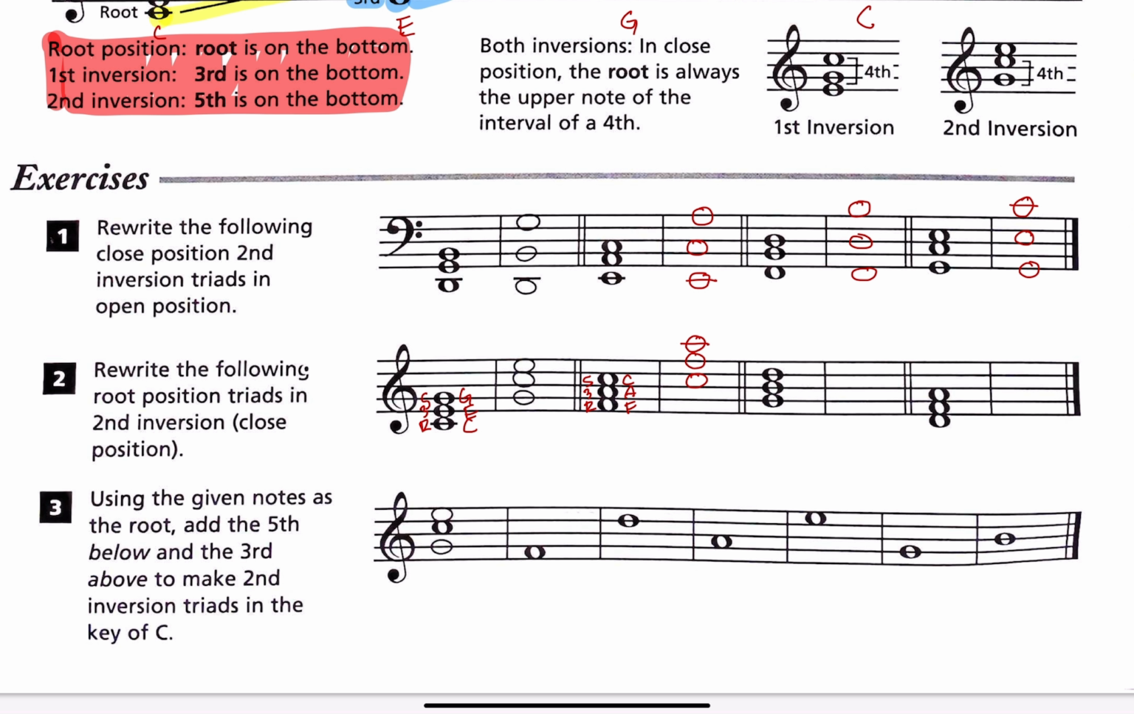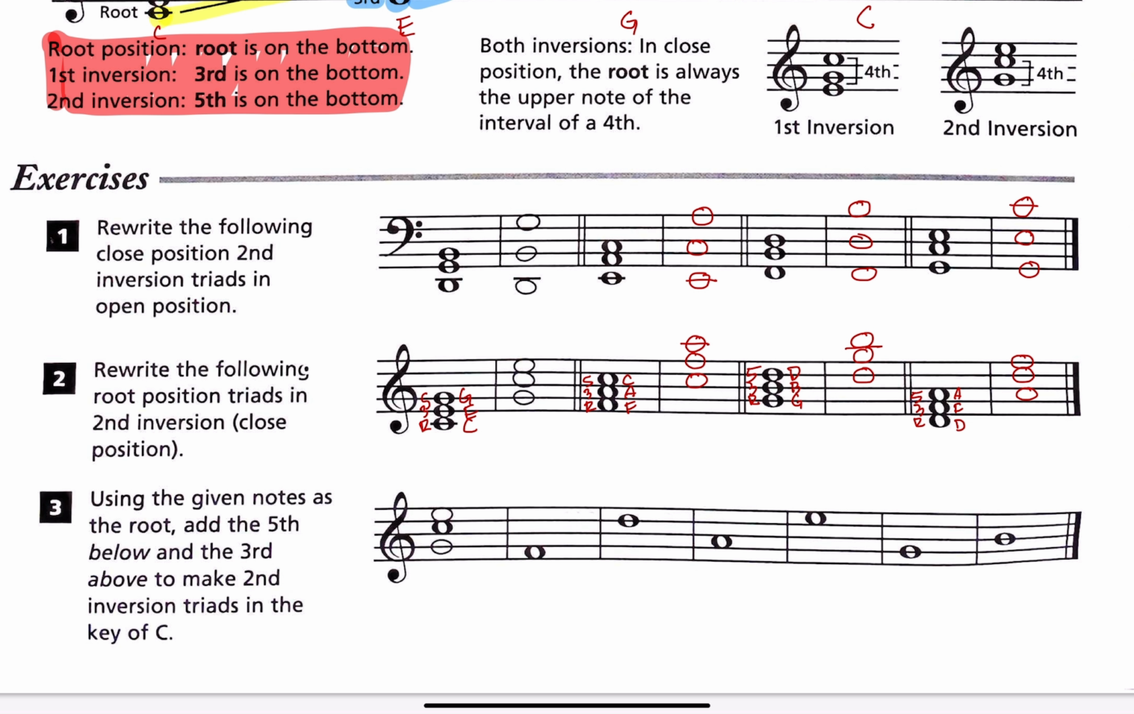Okay, next up we have G, B, D, root, third, fifth. Our fifth is the bottom of the chord. The G moves up an octave and the B moves up an octave. Lastly, our A is going to be the bottom note, and so we have D, F, A, root, third, fifth, and our root, which is D, moves up an octave, and our third, which is A, moves up an octave.